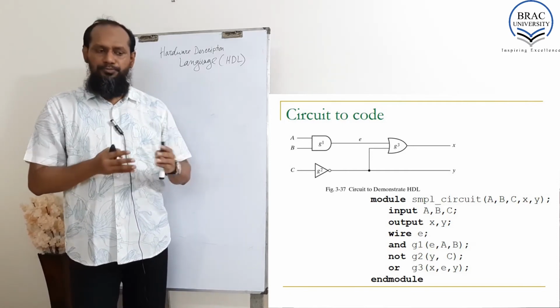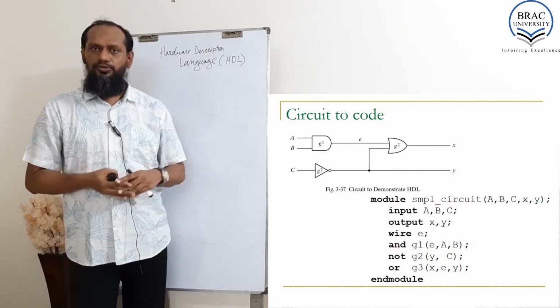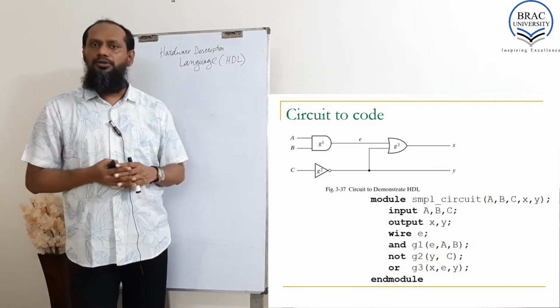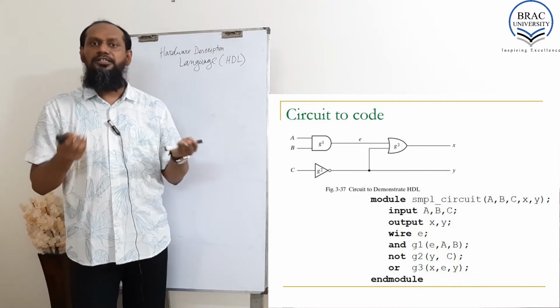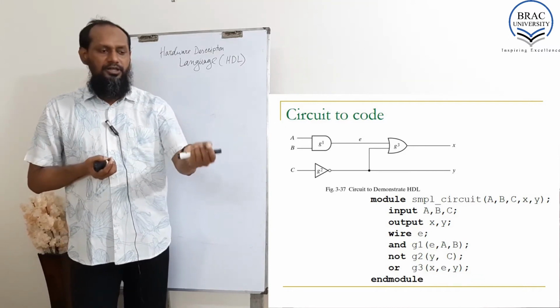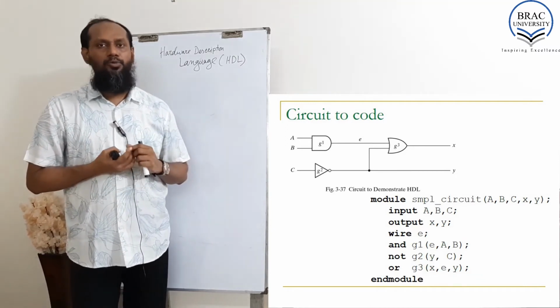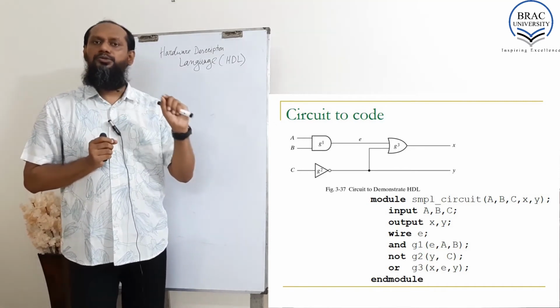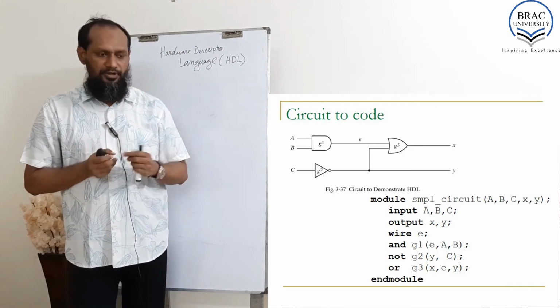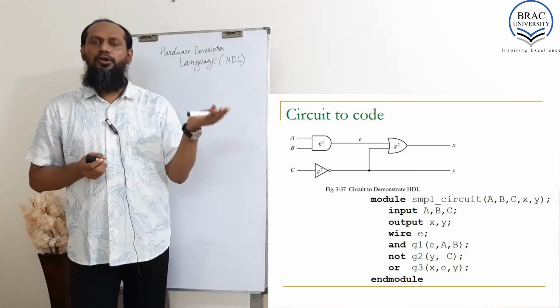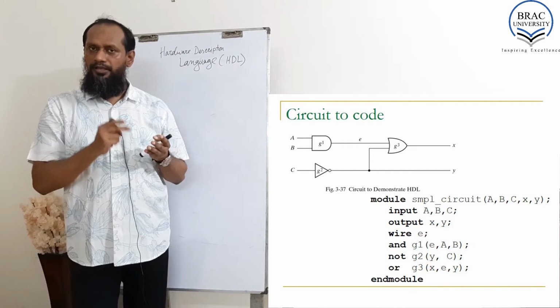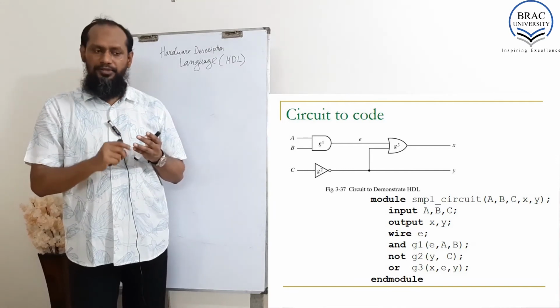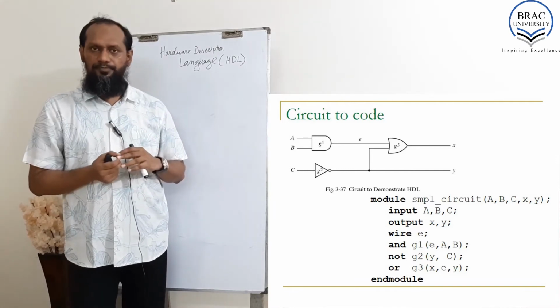To declare the input, we use the input keyword. To declare the output, we use the output keyword. And to declare the internal connections, we use the wire keyword. Once again, the wire keyword is used for internal connections. You can see here in our circuit, we have three inputs A, B, C, two outputs X and Y, and our internal connection E.